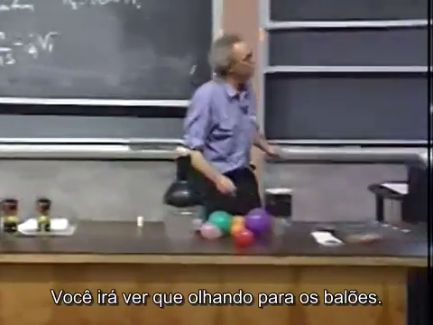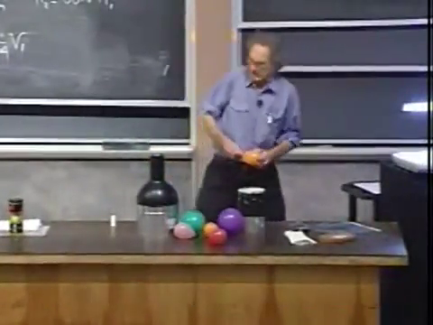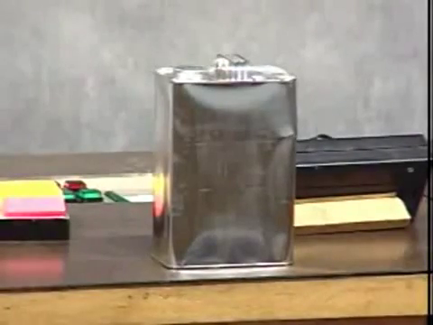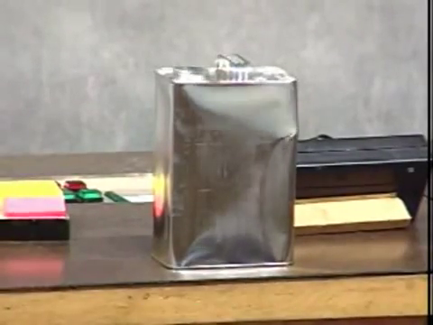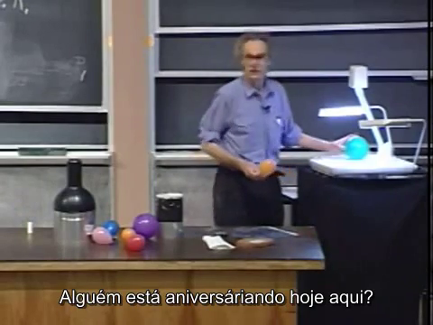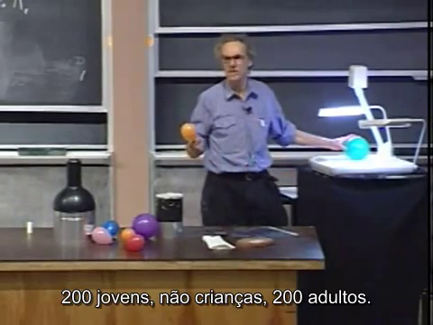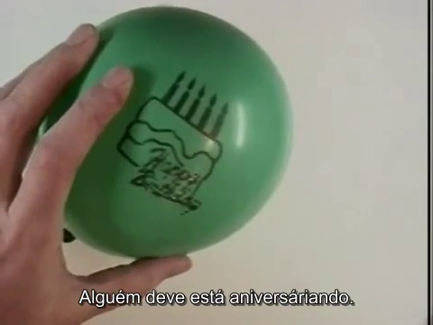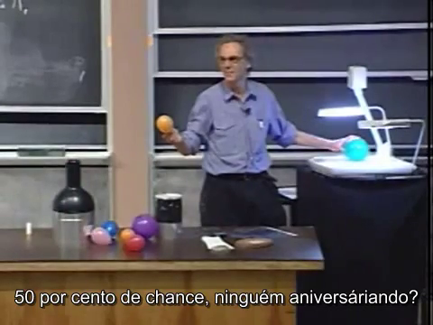You'll see that. Look at the balloons. Here's a balloon. And here's a balloon. Anyone's birthday today here? Must be someone, 200 kids, not kids, 200 grown-ups. Someone must have a birthday. 50% chance, no one's birthday?